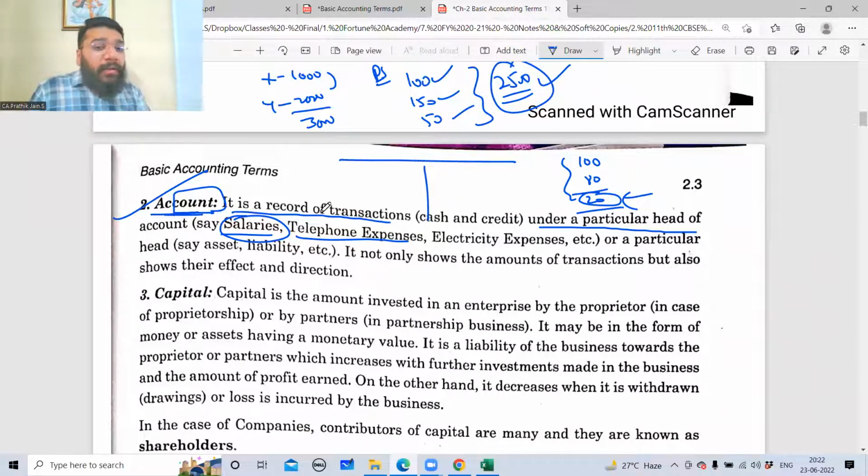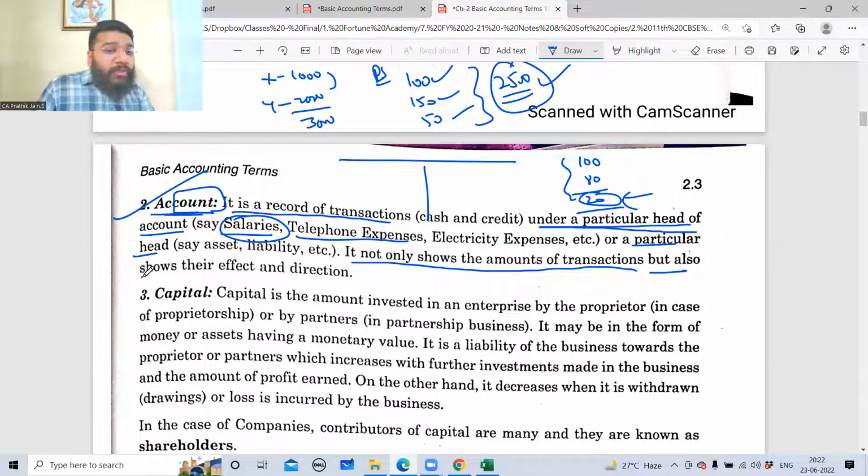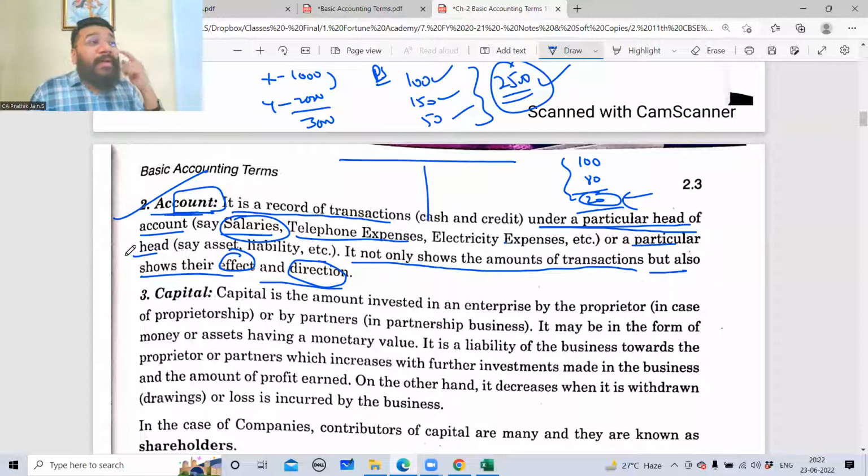It is a record of transaction under a particular head of account for a particular category or a particular head. It not only shows the amount of transaction, but also shows their effect and direction. Now, what is the meaning of effect? What is the meaning of direction? That is something you'll get to know when I do the trading P&L and balance sheet.